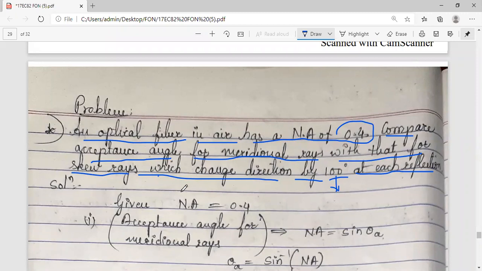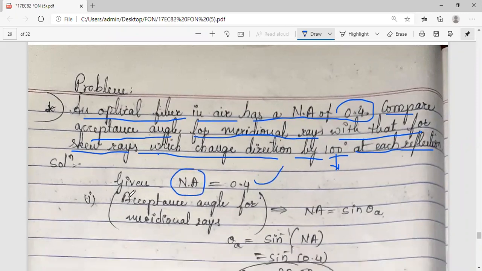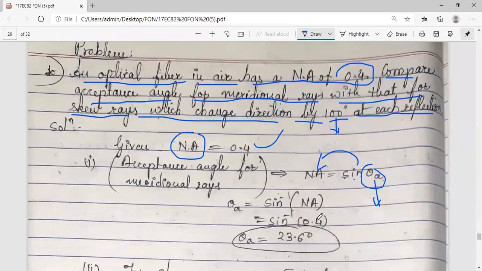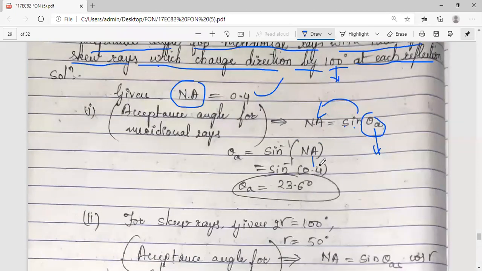Let us solve. First, the numerical aperture is given as 0.4. We already know the acceptance angle for meridional rays: sine theta A is equal to NA, the numerical aperture. From this we derived the concept of numerical aperture. So theta A can be calculated easily by taking the sine inverse of NA. With NA equal to 0.4, calculating in degrees, you will get 23.6.